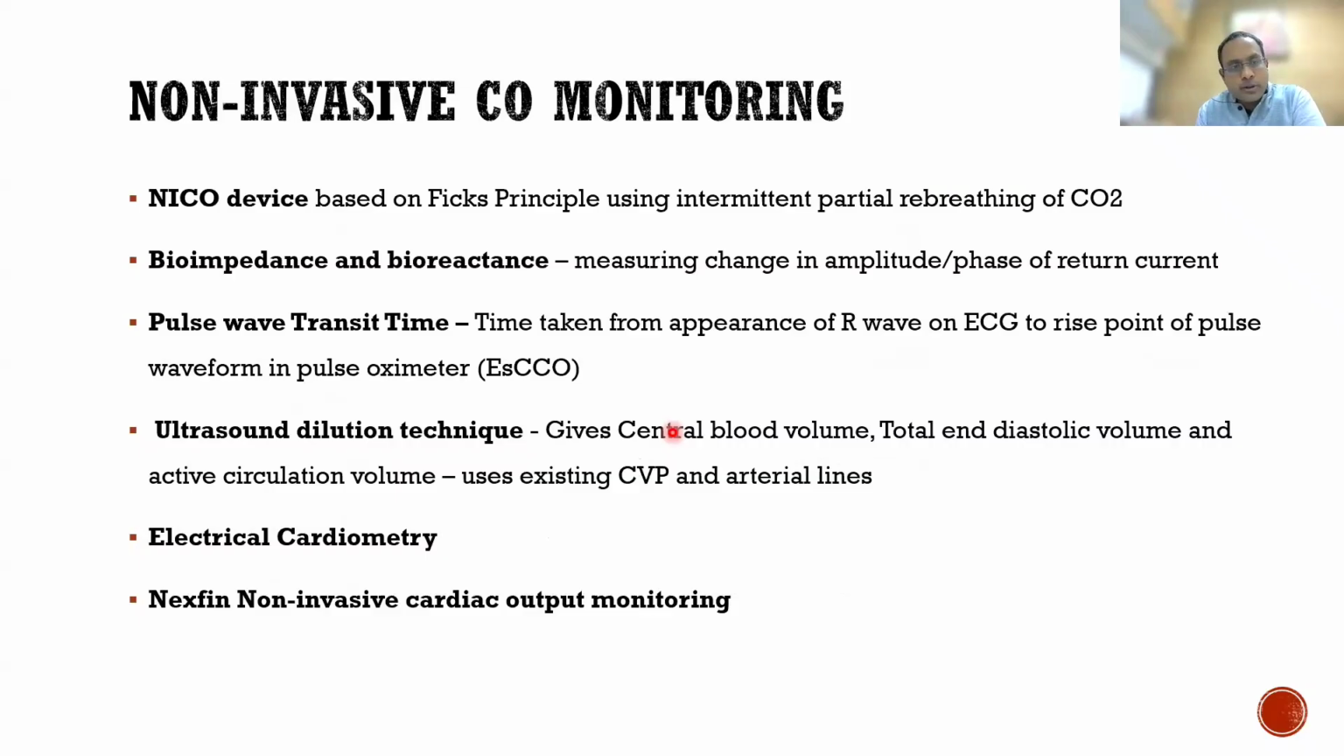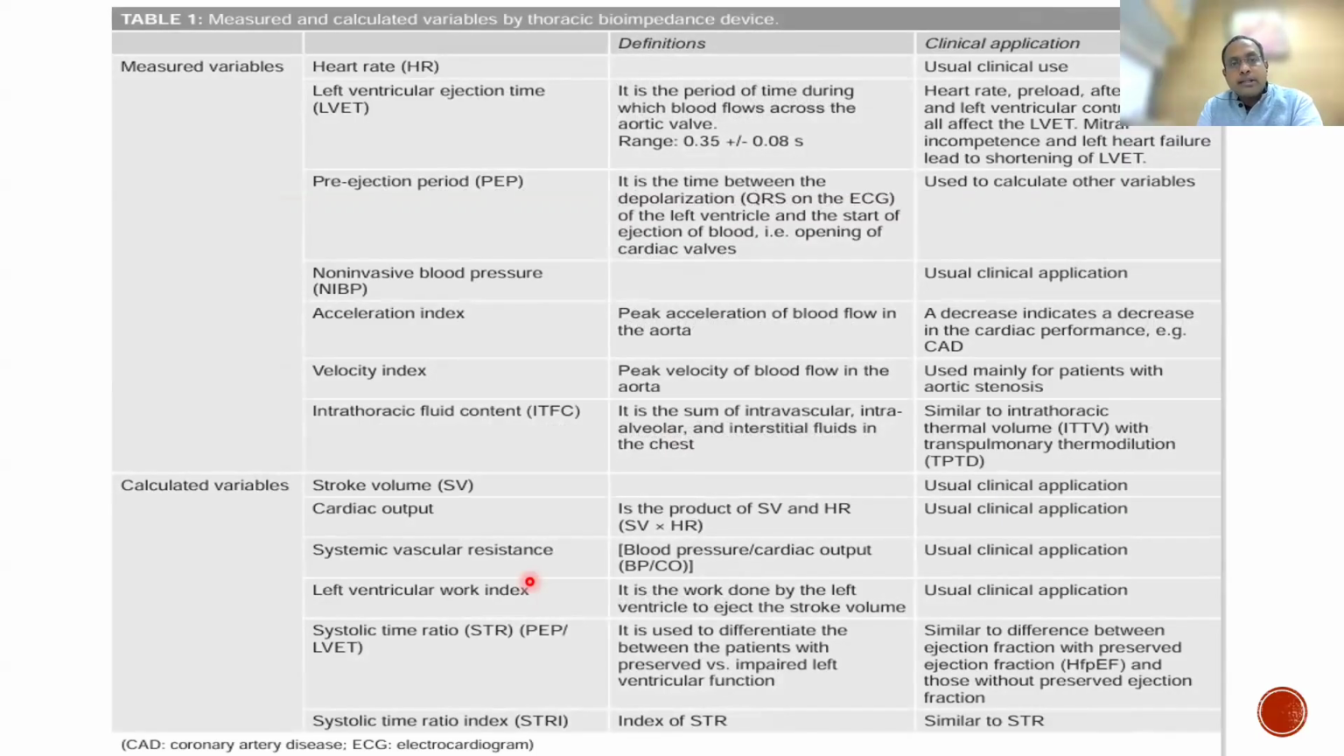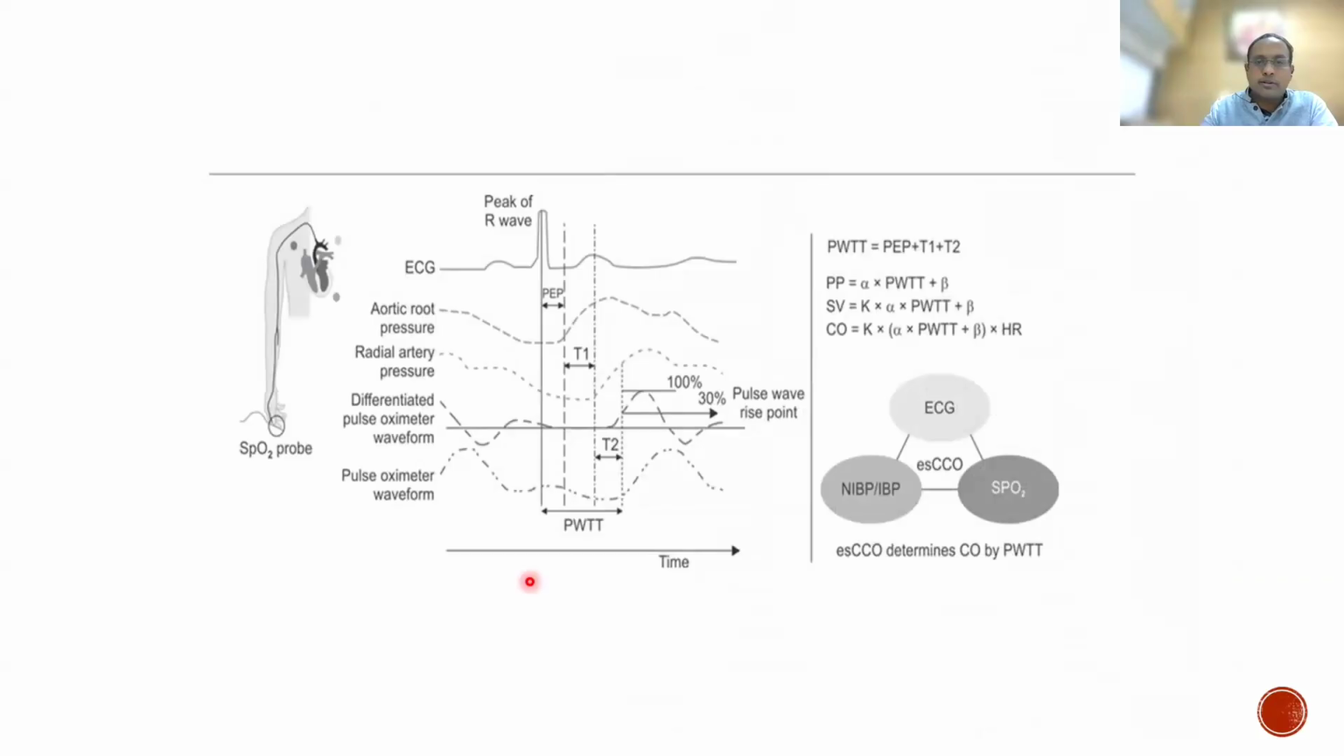Pulse wave transit time can also be used. That is the time taken from appearance of the R wave on the ECG to the rise point of the pulse waveform in the pulse oximeter. Similarly, the ultrasound dilution technique can be used to measure central blood volume, total end diastolic volume, and active circulation volume. These are developing techniques, and we need more time to go into the details. We can also use electrical cardiometry and non-invasive cardiac monitoring from NexFin. We get the pre-ejection period, left ventricular ejection time, non-invasive blood pressure, acceleration index, velocity index, and intrathoracic fluid content. From that, we calculate the stroke volume, cardiac output, SVR, left ventricular work index, and systolic time ratio. These values are displayed in the system, and we can use them for monitoring and managing the hemodynamics of our patient.